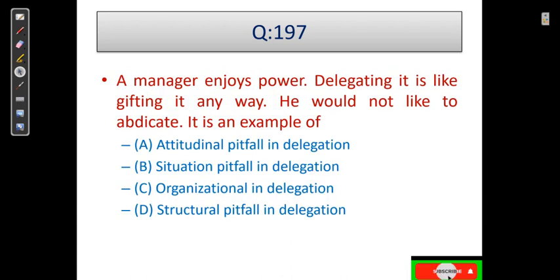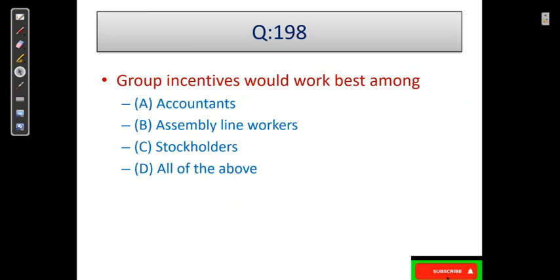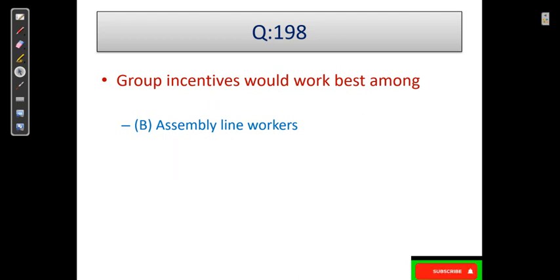A manager enjoys the power; delegating it is like gifting it away. He would not like to abdicate it. This is an example of attitudinal pitfall in delegation, situational pitfall in delegation, organizational pitfall in delegation, or structural pitfall in delegation. So it is an attitudinal pitfall in delegation. Group incentives would work best among accountant, assembly line worker, stockholder, or all of the above. So it is best in the case of assembly line worker.